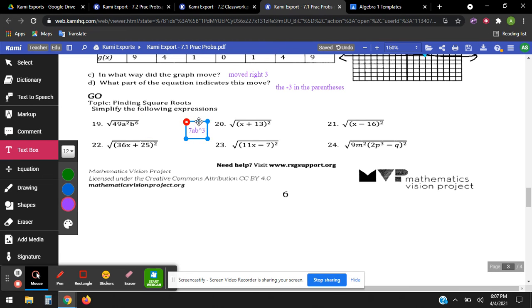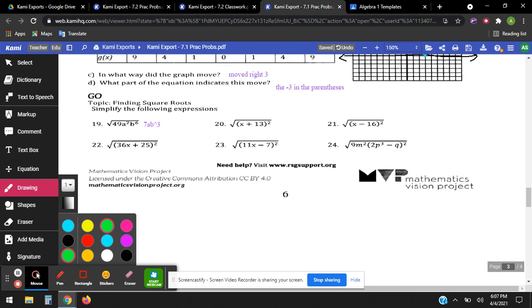Okay, so now this one, notice I have a squared and a square root. Those actually cancel each other out. So a squared cancels out a square root. Squared cancels out a square root. Squared cancels out a square root. Look at all these. Squared cancels out a square root. It doesn't touch anything in the parentheses, so I'm going to leave those alone.